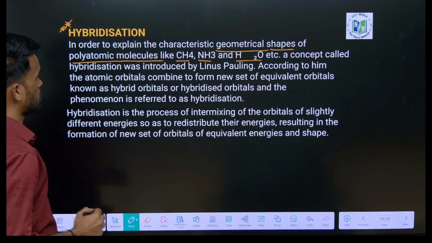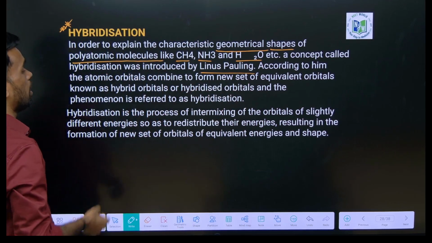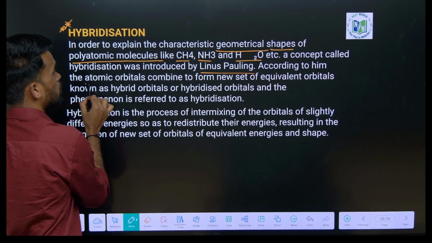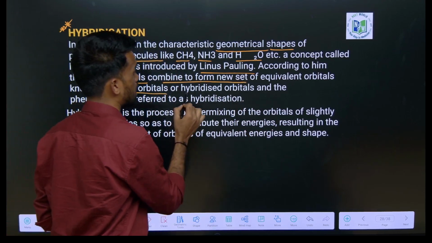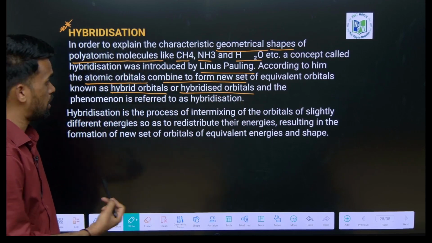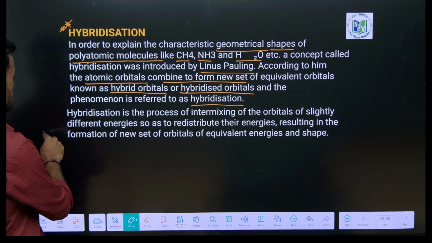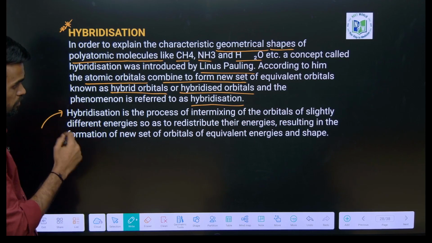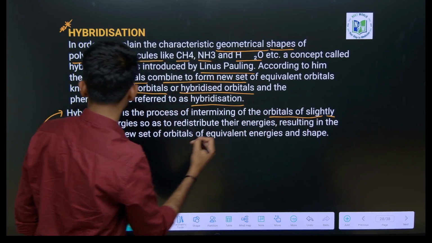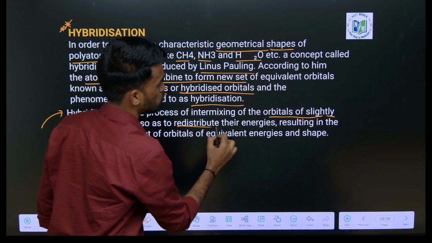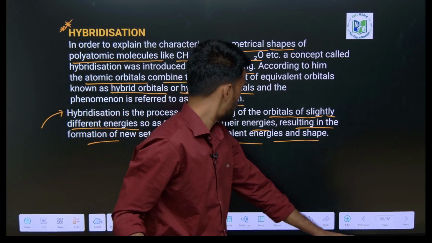This was also introduced by Linus Pauling. According to Linus Pauling, atomic orbitals combine to form a new set of equivalent orbitals known as hybrid orbitals or hybridized orbitals, and the phenomenon is referred to as hybridization. Let us read this once again. Hybridization is the process of intermixing of orbitals of slightly different energies so as to redistribute their energies, resulting in the formation of a new set of orbitals of equivalent energies and shape.